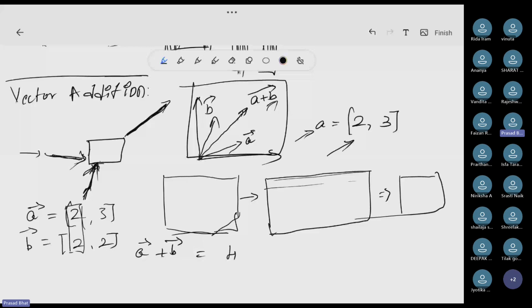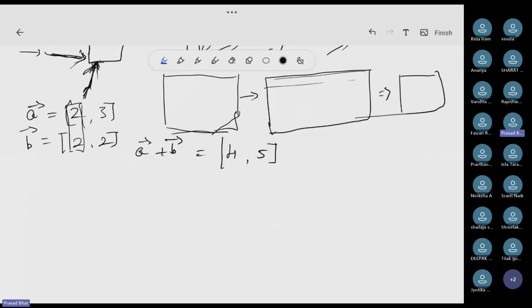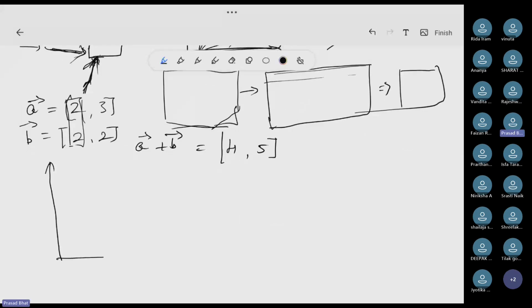2 plus 2 is 4, and 3 plus 2 is 5. This is going to be the result. Now, do you want me to draw this? Let us see whether this checks out or not. 1, 2, 3, 4, 5, 6. 1, 2, 3, 4, 6.